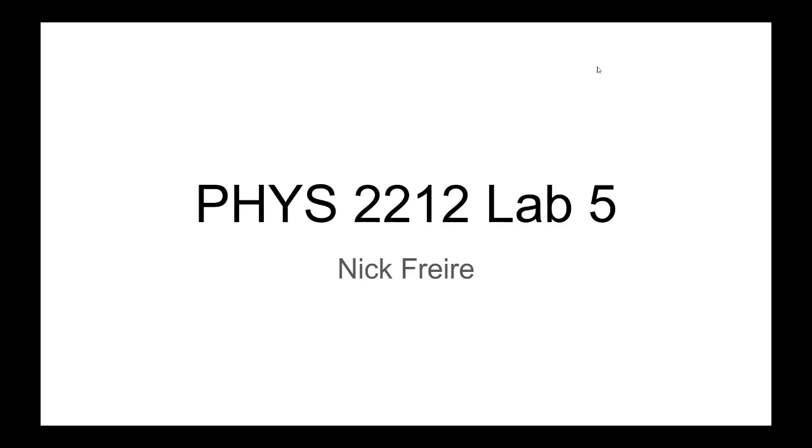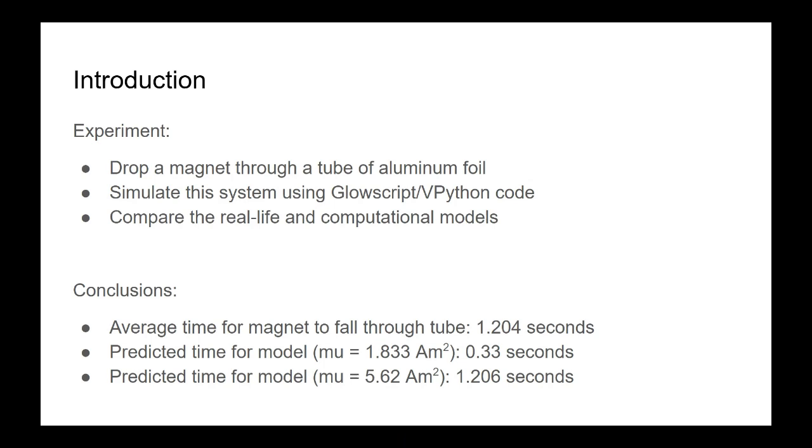Hi everyone, this is Nick Fryer, and today we're talking about Physics 2, Lab 5, which is magnetic braking with Faraday's law. Just as a quick introduction, we did an experiment where we dropped a magnet through a tube of aluminum foil and timed how long it took to get through. We simulated the system using GlowScript and VPython, and then we compared the two models that we had.